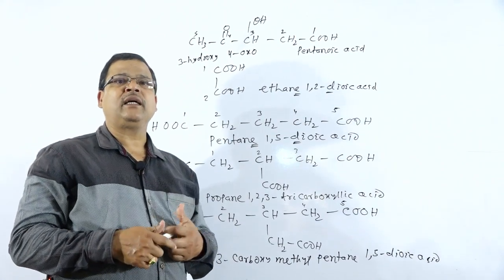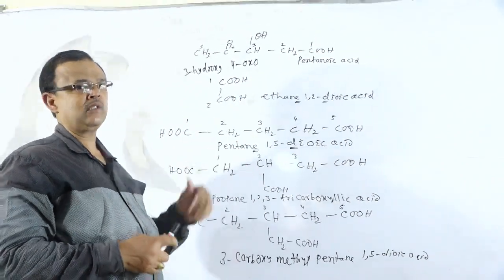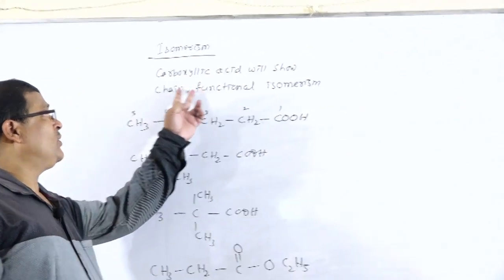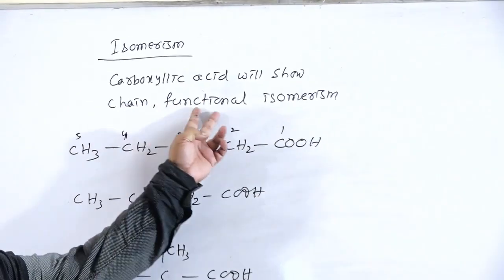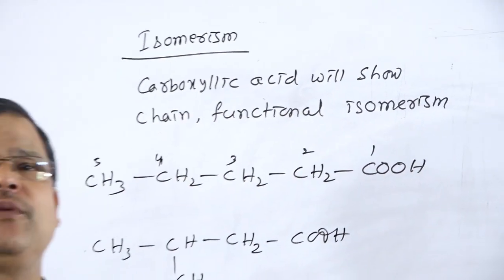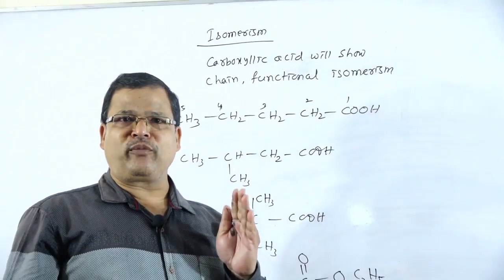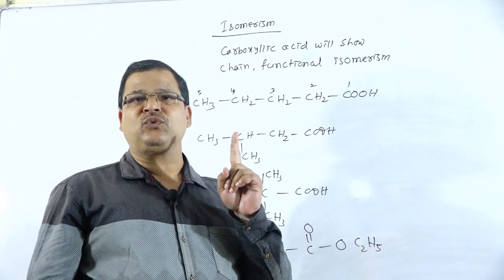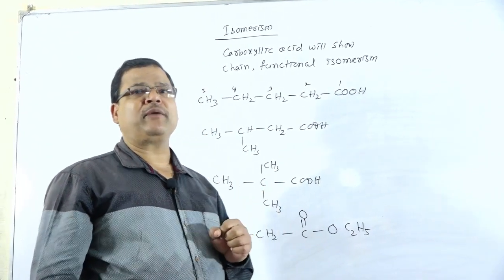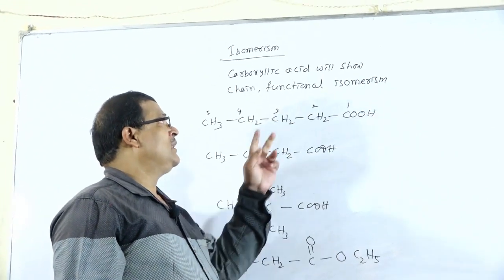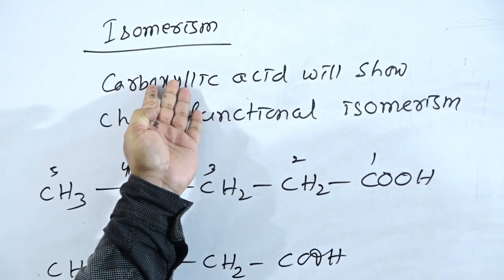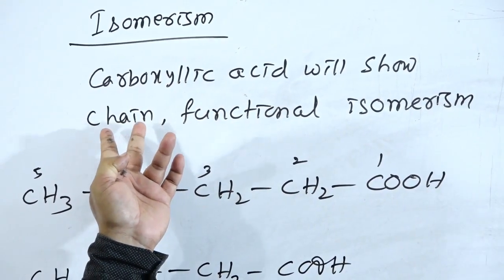Next we will go for isomerism in carboxylic acids. Carboxylic acids show chain isomerism and functional isomerism, but position isomerism is not shown by these compounds because these are terminal functional groups, always numbered as 1. Wherever it is present, we have to start numbering from that carbon atom. Therefore, position isomerism is not shown by carboxylic acids; they show only chain isomerism and functional isomerism.